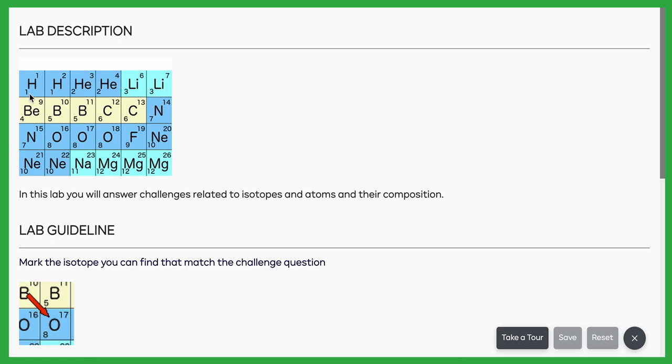So notice this little chart right here. You'll see the atomic number in the lower left and the atomic mass up in the right. So hydrogen could be 1 and 1, could be 1 and 2, helium 2 and 3, 2 and 4, and so on.